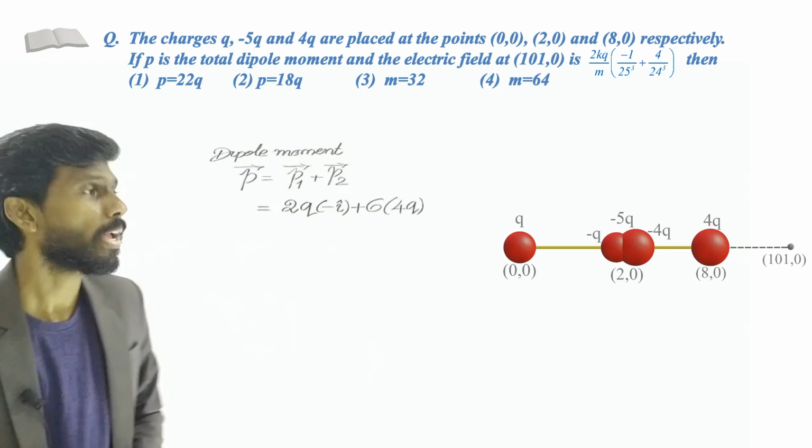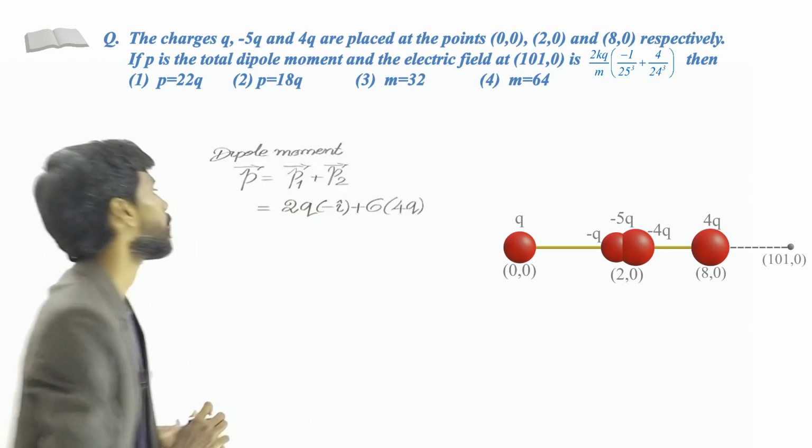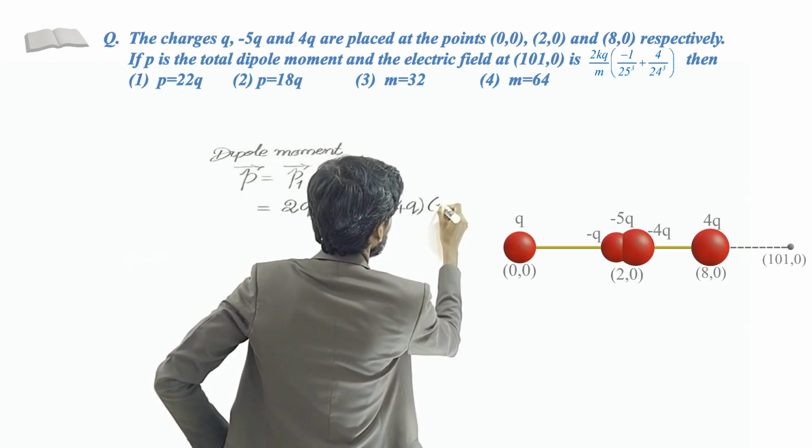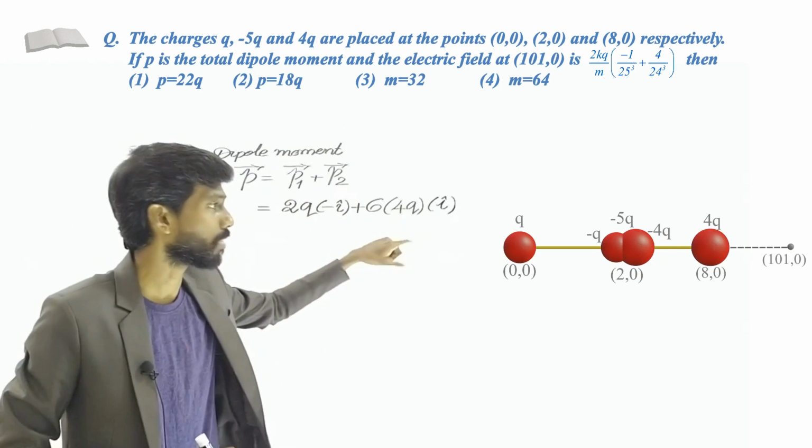What is the direction? Negative charge to the positive charge, so that means the positive x-axis direction. The unit vector in that direction is i cap. So that is the dipole moment of the second dipole.